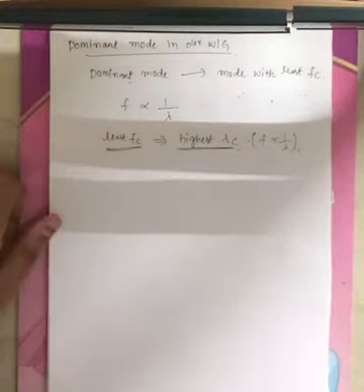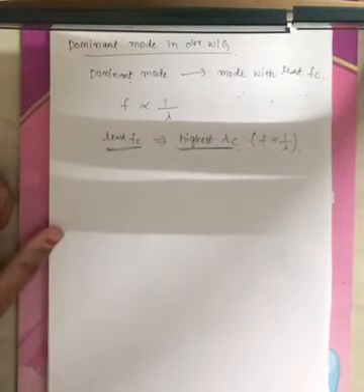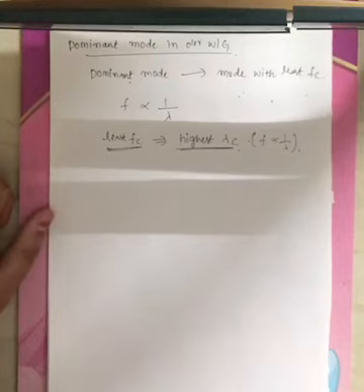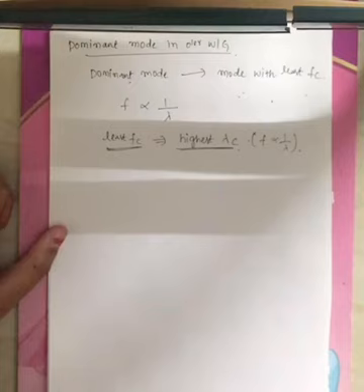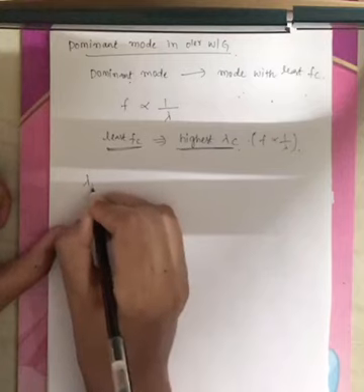The mode with highest cutoff wavelength, which is nothing but the mode with least cutoff frequency, is nothing but the dominant mode. Now here you have to find out the dominant mode in a circular waveguide. Now what is lambda c?